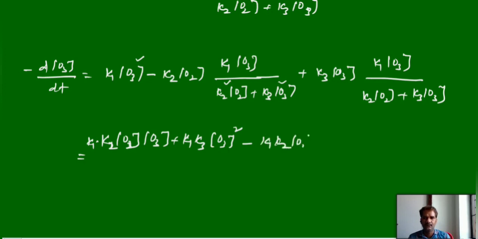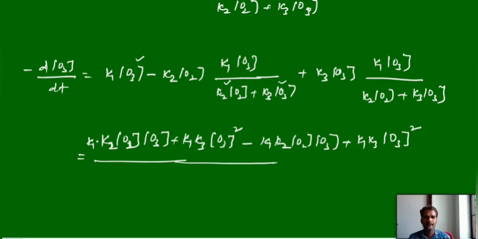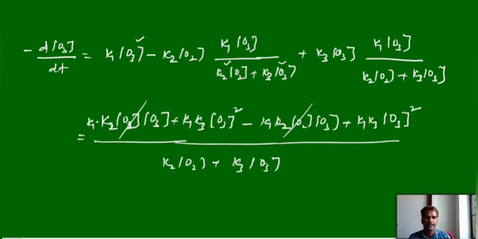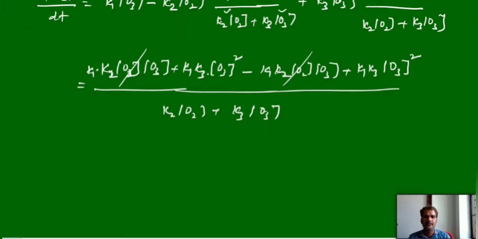So, K1 K2 O2 O3 plus this one K1 K3 O3 square by denominator K2 O2 plus K3 O3. Here K1 K2 O2 O3, K1 K2 O2 O3, they will cancel out. And here K1 K3 O3 power 2, K1 K3 O3 power 2.